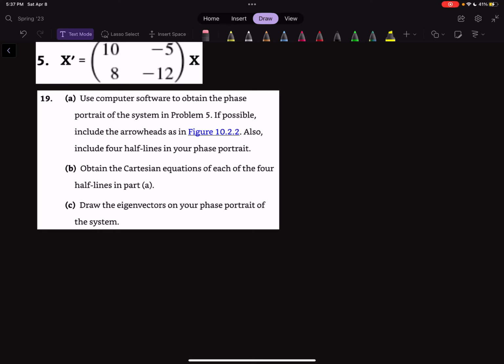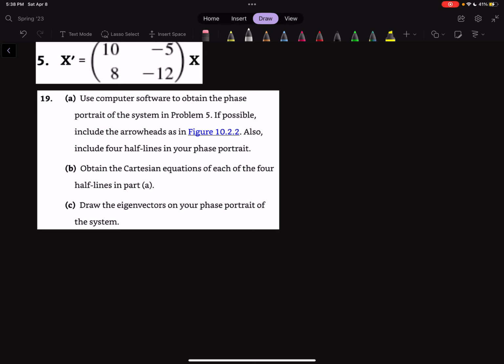Hi, so here we want to look at the phase portrait for this system right here. And why can we do a phase portrait? Oh, because it's first order, so this is a slope. So we can visualize it as a bunch of little slopes. And it's telling us to use a computer software to attain the phase portrait of the system in problem 5. If possible, include the arrowheads and also include 4 half lines in your phase portrait.